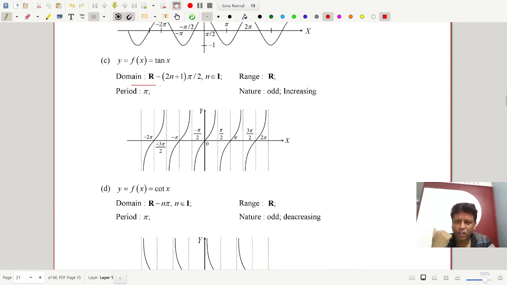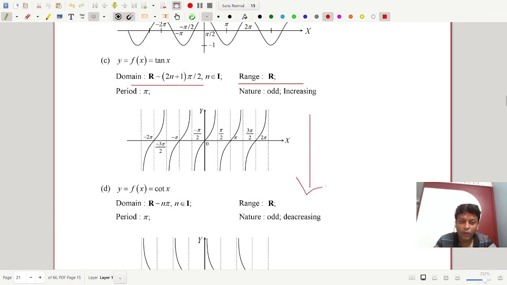Tan x, what is the domain? Domain is all real values except where it is undefined. Where is it undefined? Tan x is undefined at pi by 2, 3 pi by 2, 5 pi by 2, minus pi by 2, minus 3 pi by 2, minus 5 pi by 2. So that is given by (2n plus 1) into pi by 2. That means the domain is all real values except those where it is undefined. So those in the set (2n plus 1) into pi by 2 must be excluded from the domain.